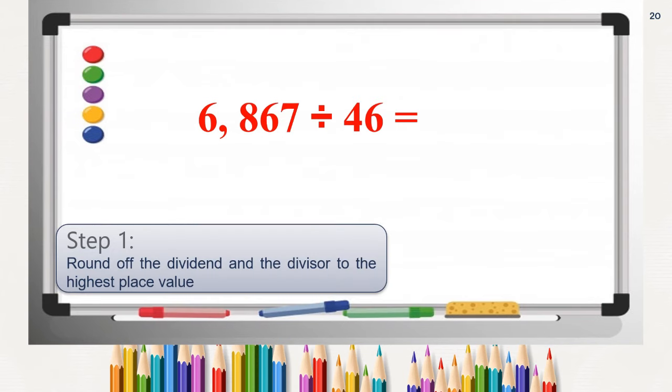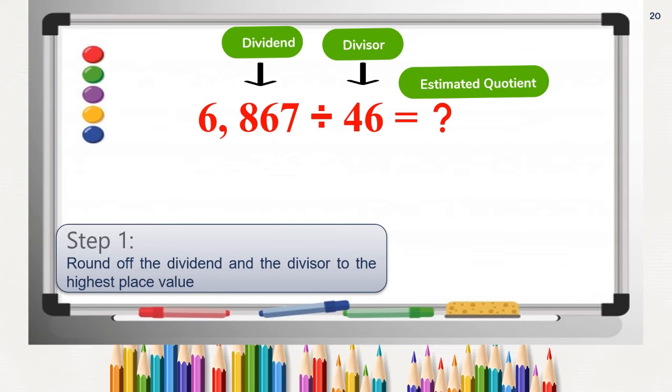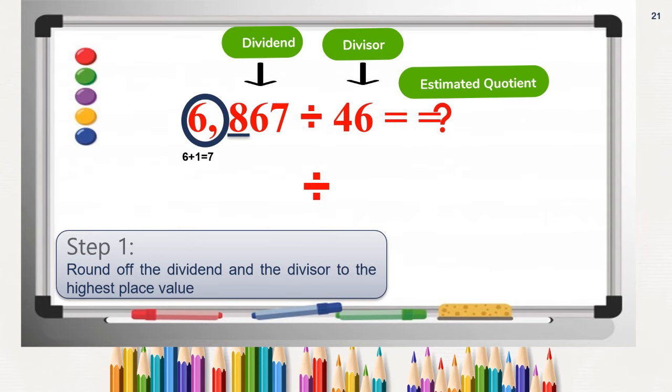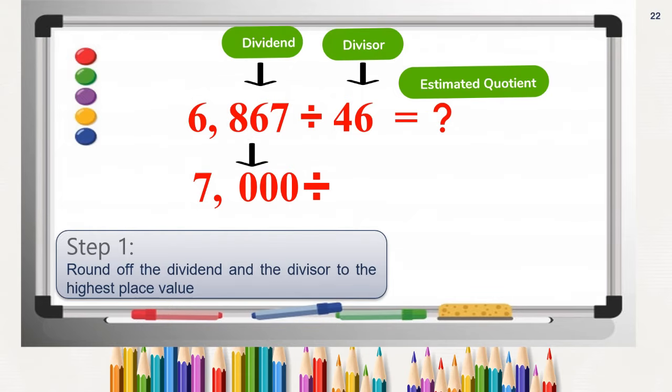Now we have 6,867 divided by 46, where 6,867 is the dividend and 46 is the divisor. And we have to find the estimated quotient. Step 1 is to round off the dividend and the divisor to the highest place value. 6 is in the highest place value. To round it off, check the digit to its right. If it is less than 5, or 0 to 4, the digit will remain the same. Or if it is 5 and above, we will add 1. The digit is 8 and it is above 5. Therefore, we will add 1 to the digit 6. So it will become 7, and all the digits to its right will be replaced with 0. Therefore, 6,867 rounded off to the highest place value is 7,000.